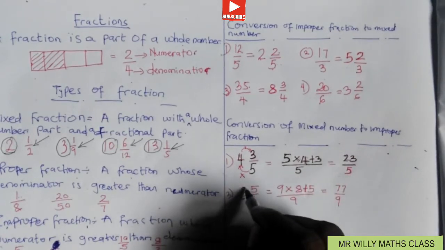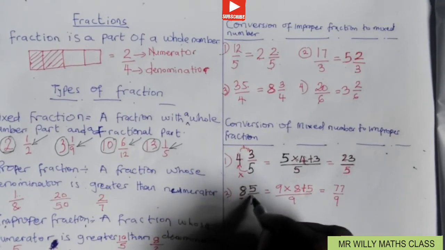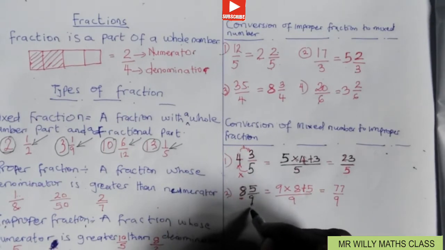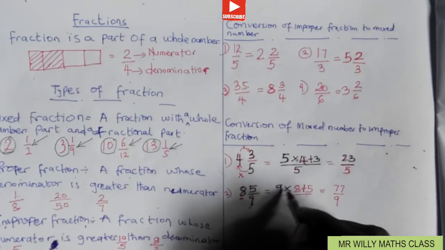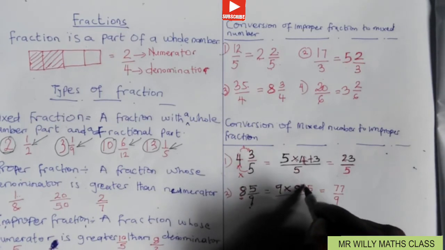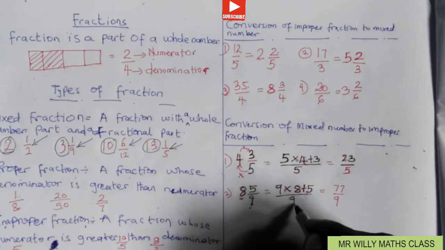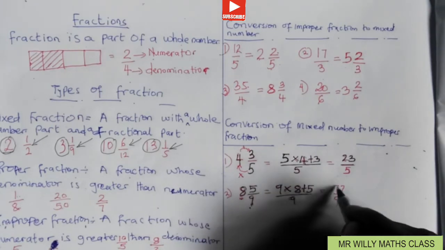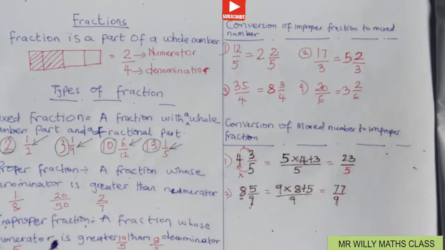Now if you look at this second one, it is 8 whole number 5 over 9. So you have your denominator. Use your denominator to multiply the whole number. You can see that we have 9 times 8. After you have done that, you now add the numerator with it. It will be plus 5, divided by the denominator. 9 times 8 is 72. 72 plus 5 will be 77 over 9. So that's how to convert from mixed number to improper fraction.